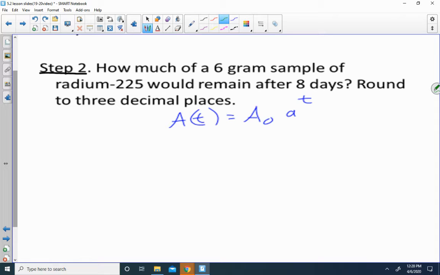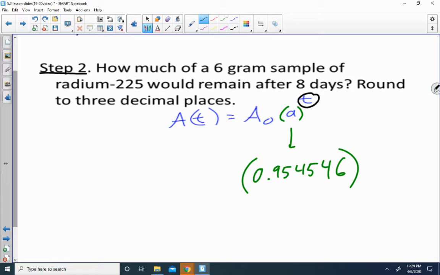So to start off, you already found what little a was. You found that on the previous slide. That was 0.954546. That was already done. You already found little a. And of course, you know that t represents time. So in other words, whatever little a is, we're going to take that to the power of whatever the time is. If you look at our instructions, it tells us that we're concerned about what happens after 8 days. So 8 would be your time. So in other words, little a to the power of 8, or 8 days.